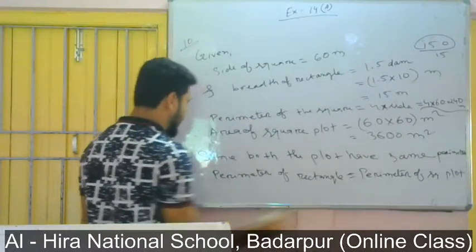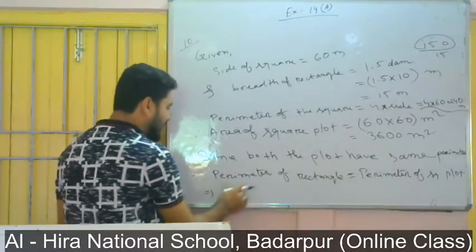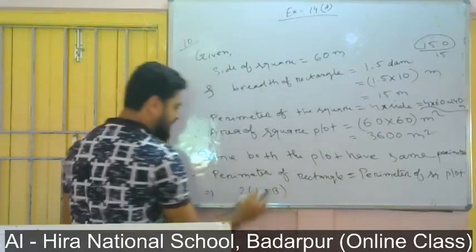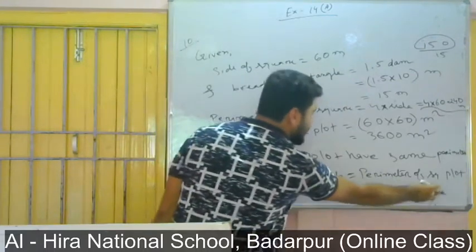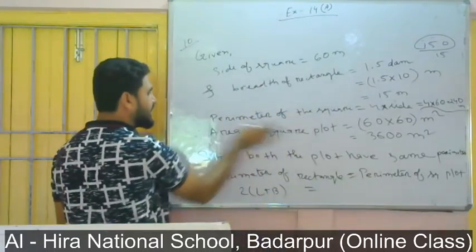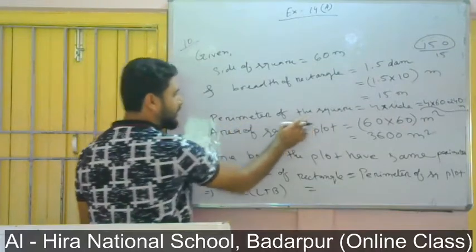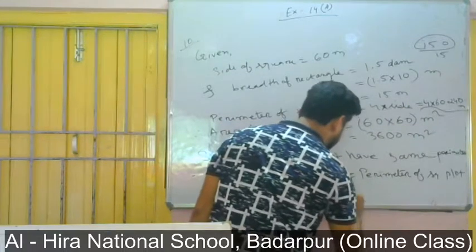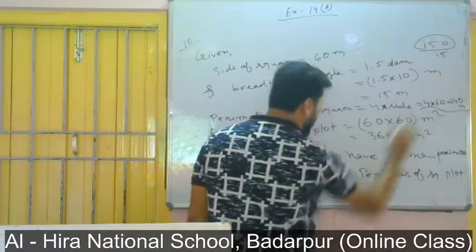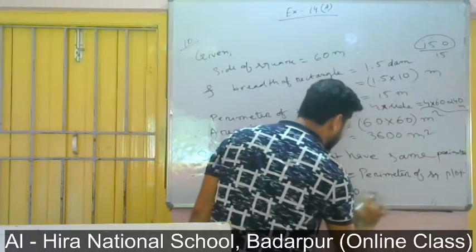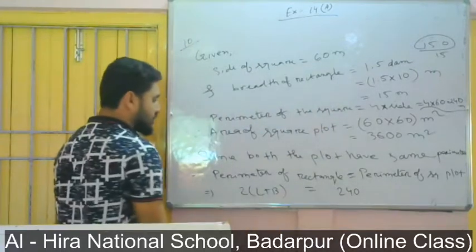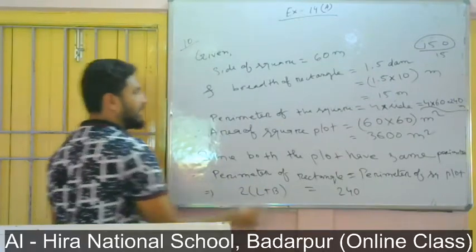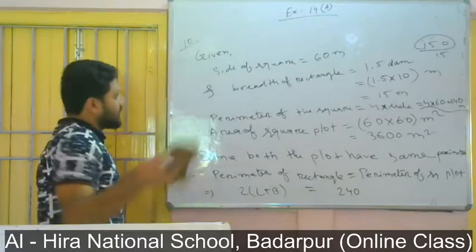Perimeter of square plot. So here, perimeter of rectangle means 2 into (L plus B). That is the formula. And the perimeter of the square we have found earlier. I can write perimeter of square plot 240 meter. Don't write meter here, just write 240. So from there I can find the breadth, and after that I will calculate the area.